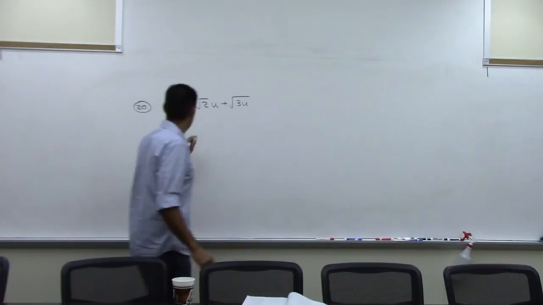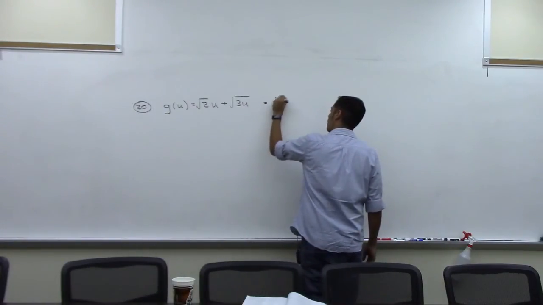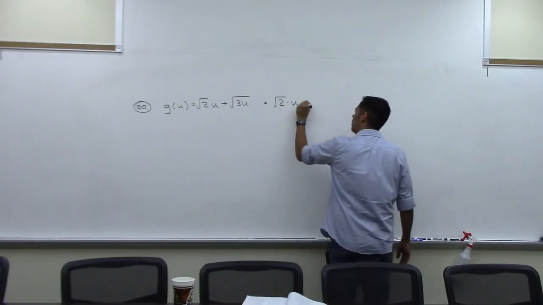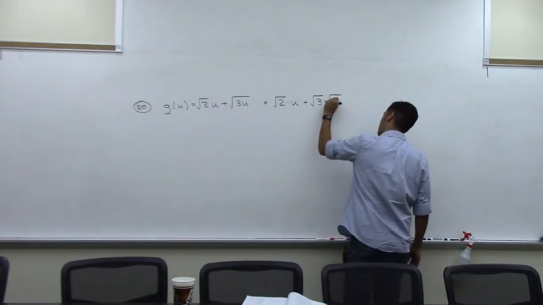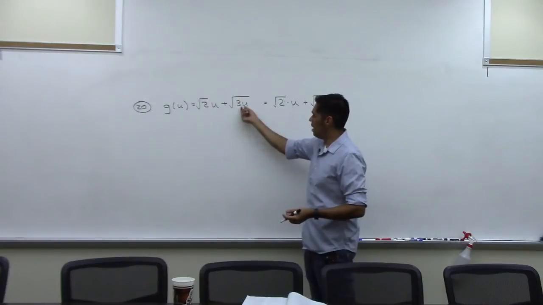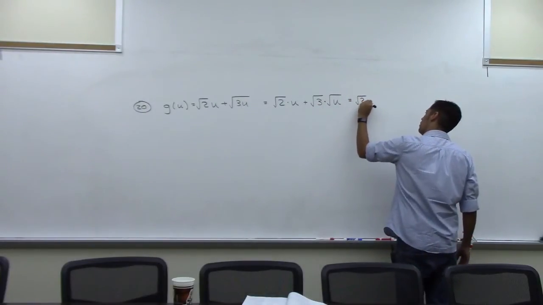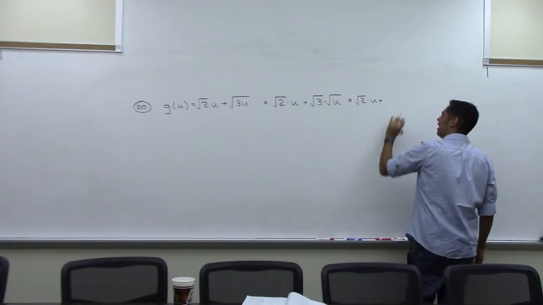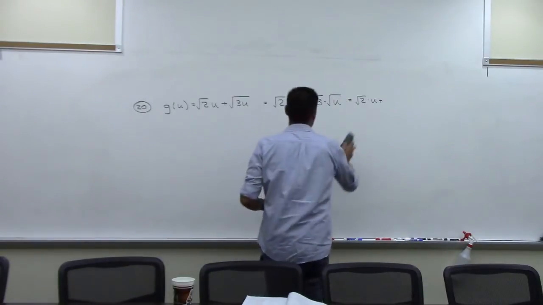So here's what I'm going to do. First, I'm just going to rewrite this so it's a little easier for you to recognize. Root 2 times u, that's what we got in the first one. Plus, check this out, root 3 times root u. I'm allowed to do that because of properties of radicals, if you have a product inside, you can split it up. Let me just leave it. I was thinking about what I'm going to do.